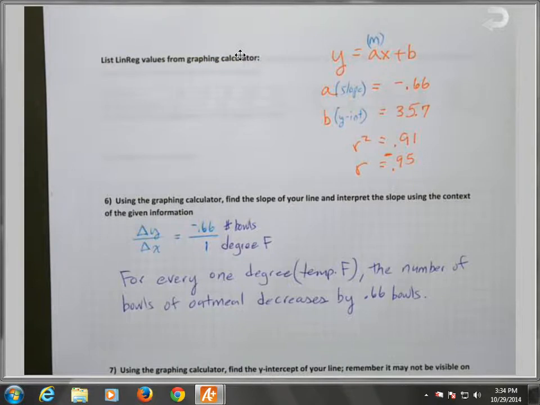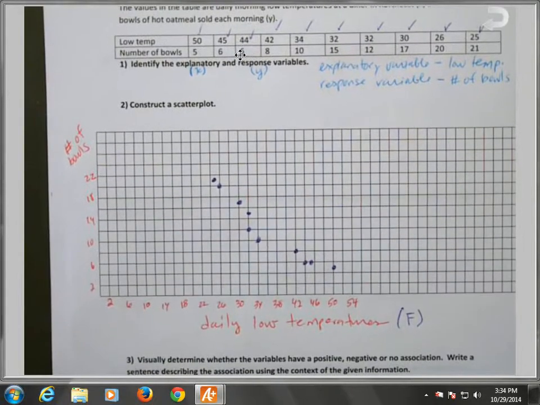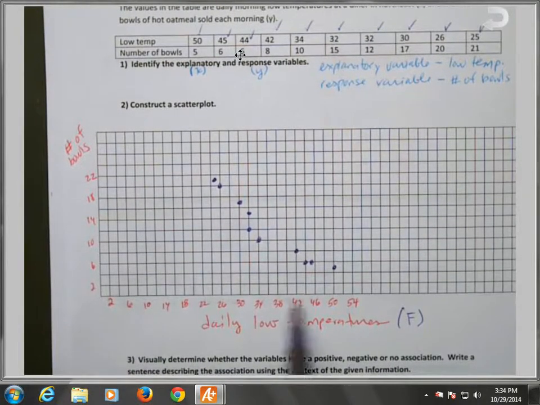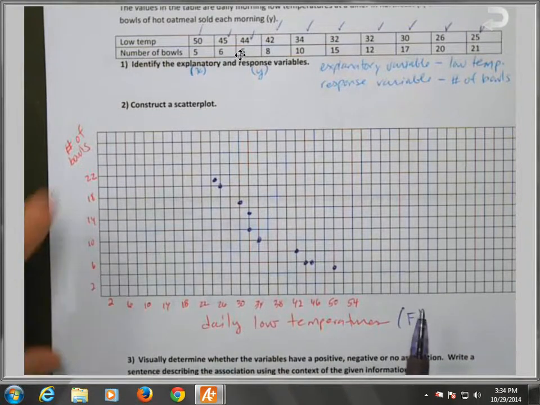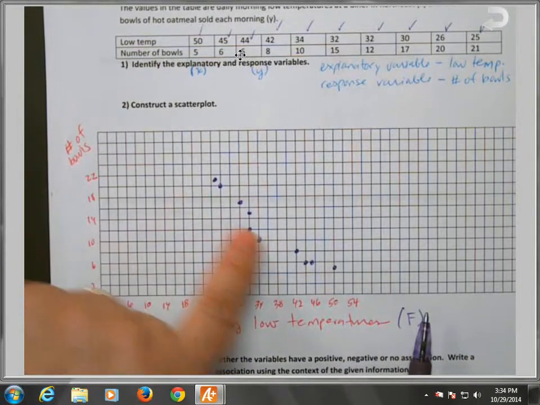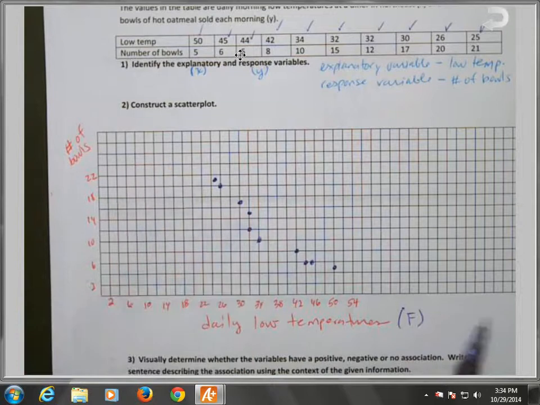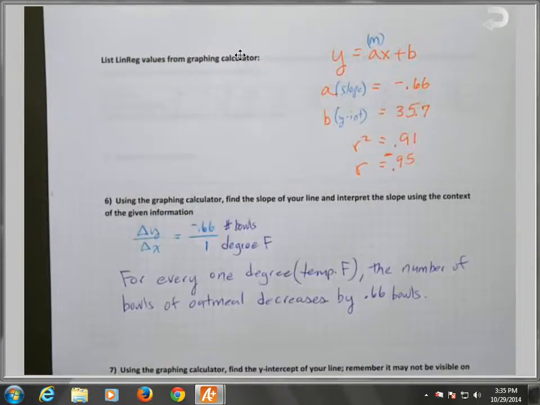Now I will tell you that when looking back here at the plot again, notice that as we move along to the right on the plot, x is always increasing. So you could say that x is increasing. And notice that as the temperature gets higher, the bowls of oatmeal is actually decreasing. So that's where that negative sign is coming in. So, in fact, you probably should put for every 1 degree increase.